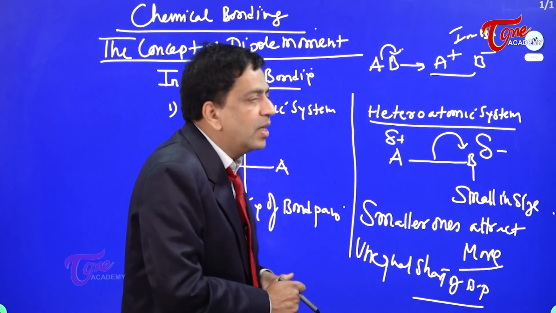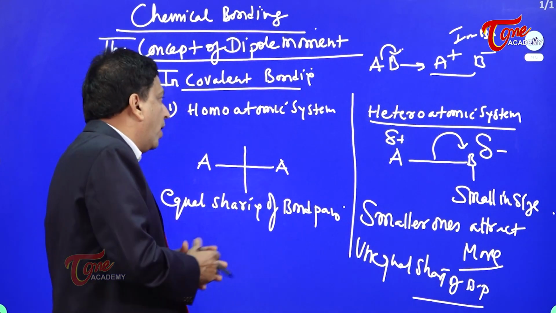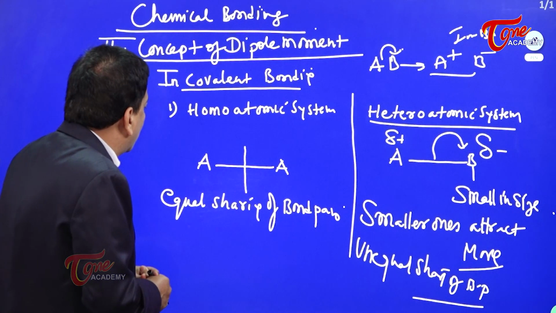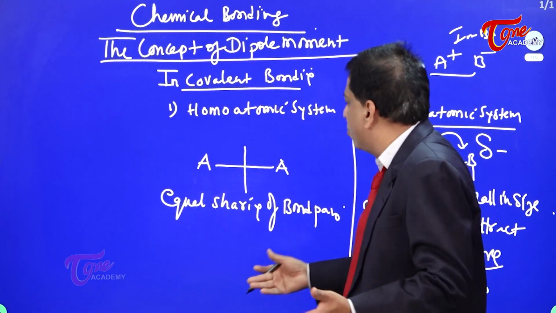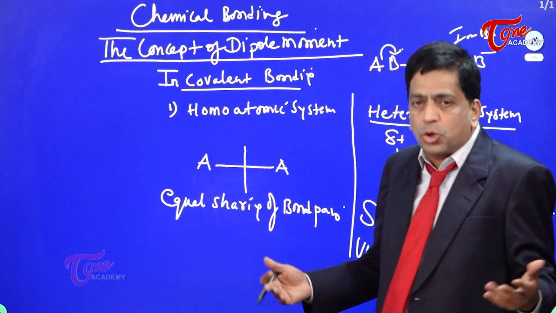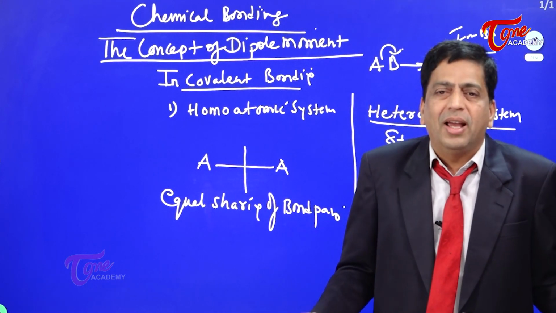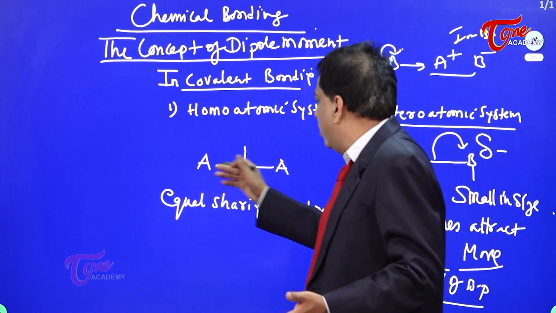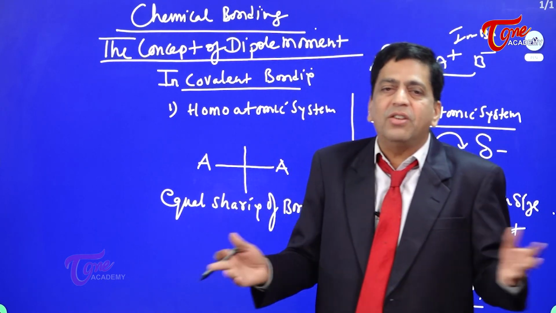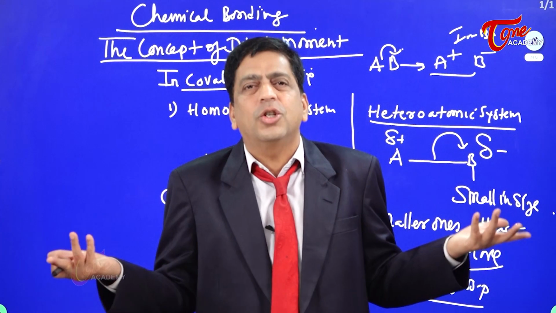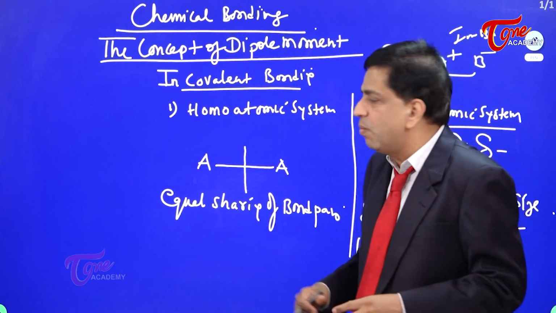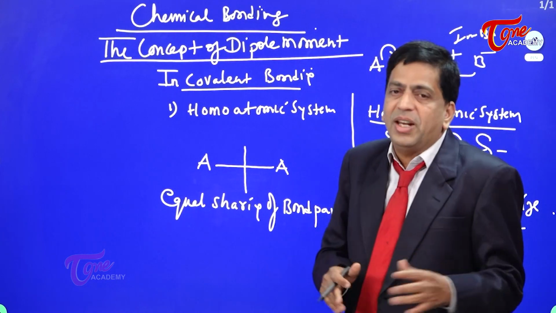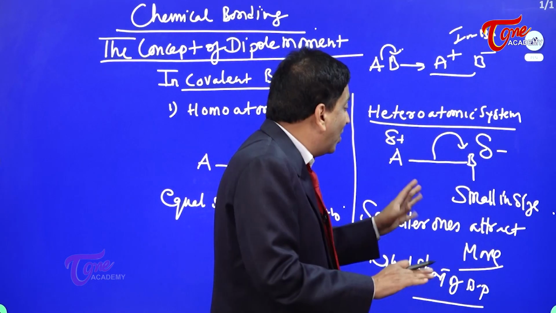So what I'm discussing is basically we are still with covalent bonding, and we have homoatomic system and heteroatomic system, and there is absolutely nothing to measure in a homoatomic system. It's like a story. What is the story? You give one, I give one, we both put it at the center and then enjoy. Now there is absolutely nothing to measure. In case of heteroatomic system, the shared pair is unequally shared.